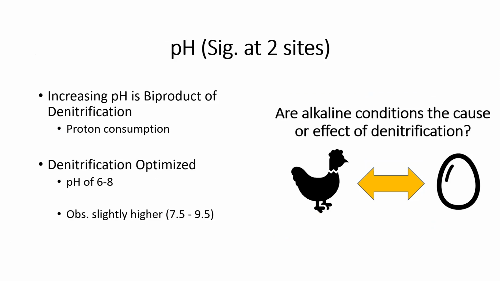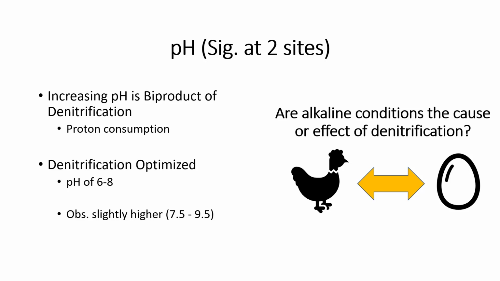Next I'd like to evaluate pH, which was significant at two of our field sites and increases as a byproduct of denitrification, largely due to proton consumption. It's important to note, however, that denitrification is optimized in these alkali pH ranges between 6 to 8, with our observed pH range being only slightly higher, between 7.5 to 9.5.